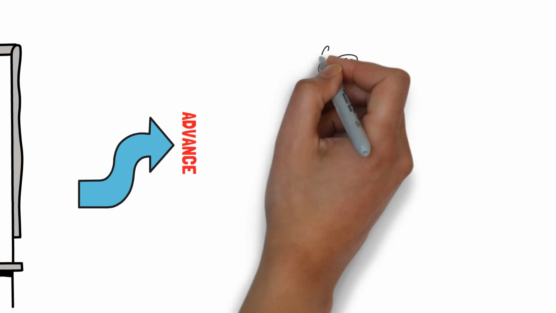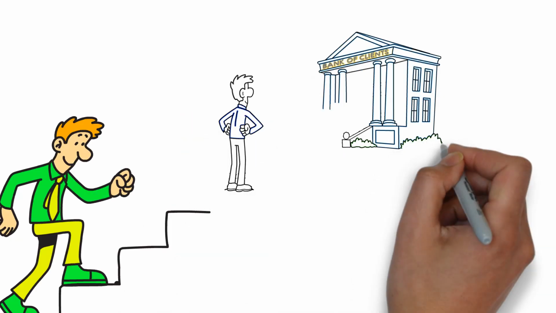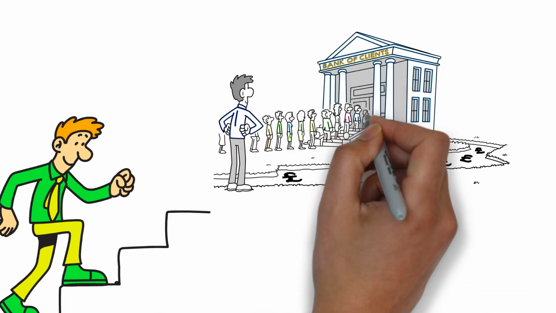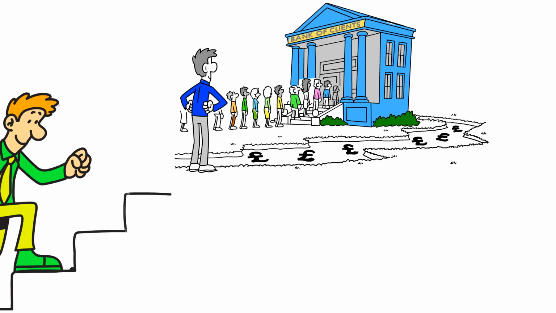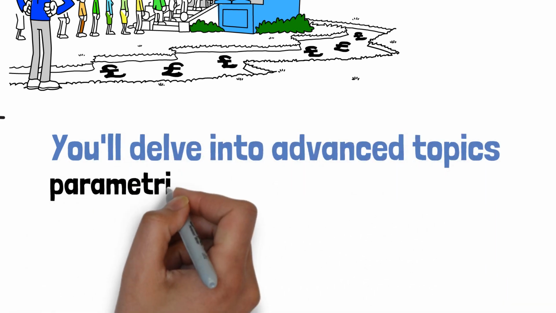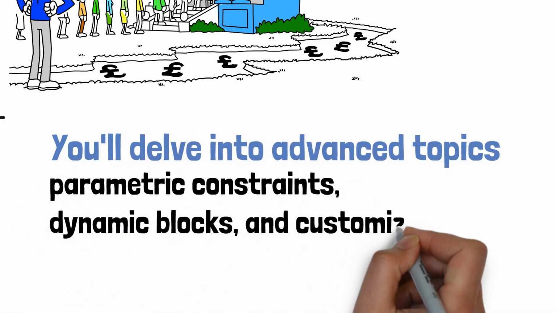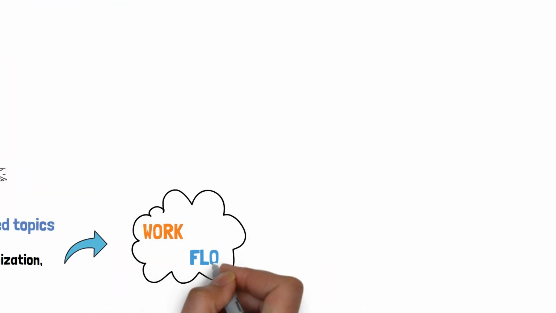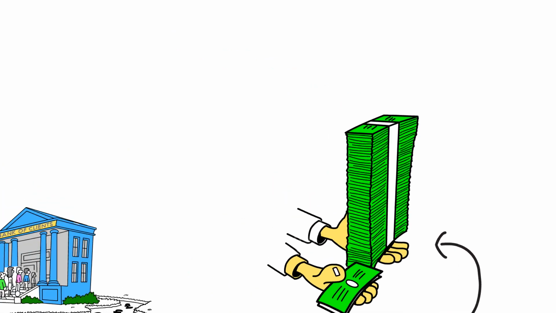As you advance, you'll explore 3D modeling, where you'll learn how to create three-dimensional objects, apply materials and textures, and render realistic images. You'll delve into advanced topics such as parametric constraints, dynamic blocks, and customization, enabling you to optimize your workflow and increase your productivity.